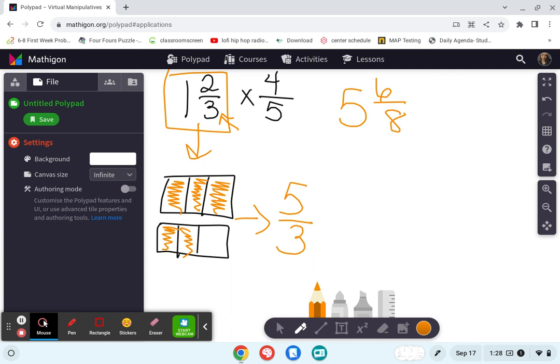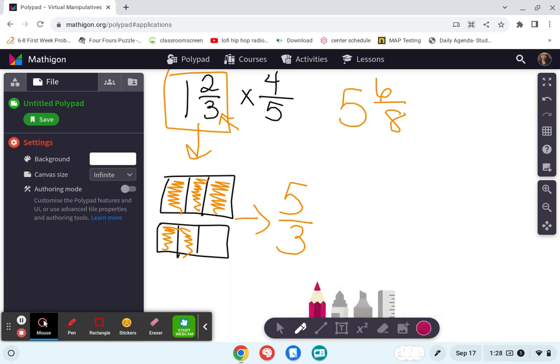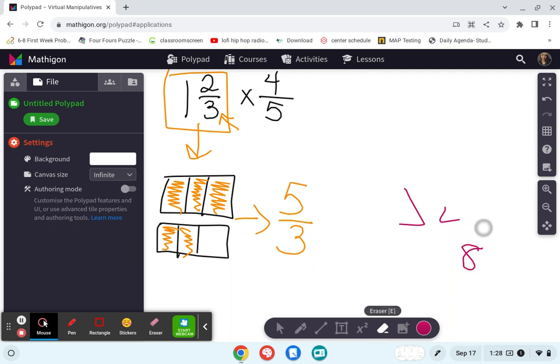So then, how else can I convert my mixed fraction to an improper fraction? I am so glad you asked. In this case, I would multiply my 5 by my 8. That gives me 40. Then I would add my numerator. So I take my denominator, multiply by my whole number, and then add on my numerator. So 40 plus 6 equals 46/8. Okay, this is the same as this. Got it? Good. Let's do that with the work we're actually working with.